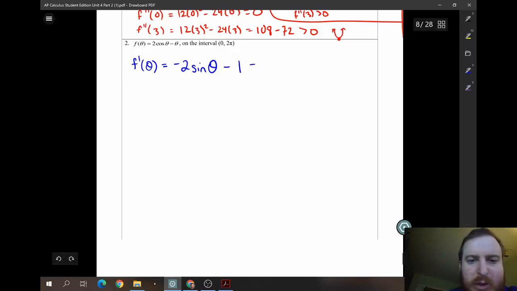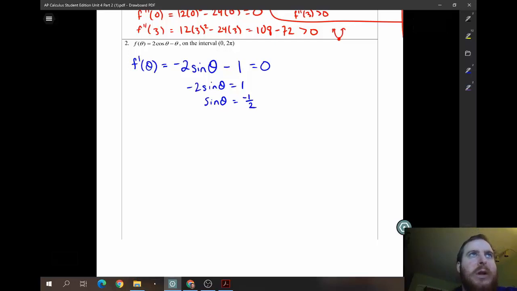So we're going to set this equal to 0. Add 1 to both sides. Divide by -2. And we get sine theta equals 1/2. And so what we need to do is remember our chart, remember our number line. Where does sine of theta equal 1/2? Right, so if you remember the whole sine, cosine, tangent chart.